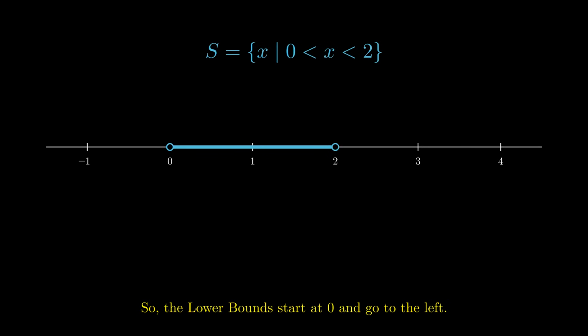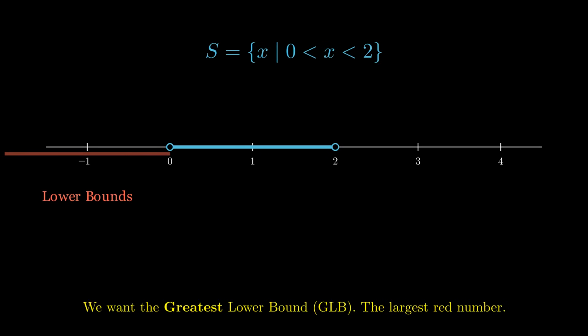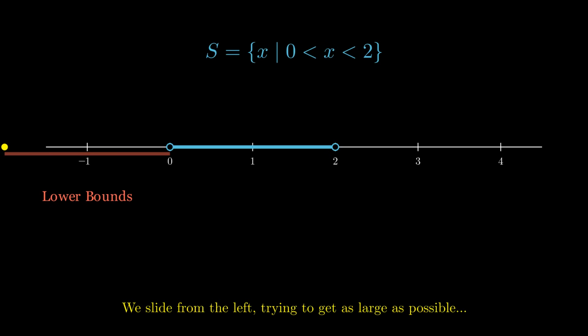We want the greatest lower bound. We slide from the left, getting closer and closer until we hit the edge at 0. This is the infimum, the greatest lower bound.